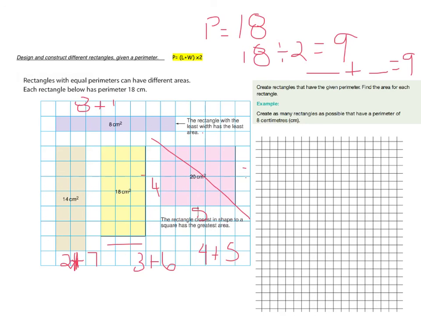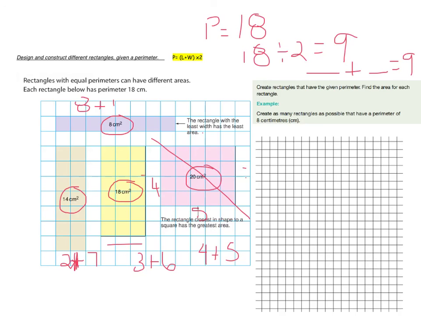Now, they all have a different area. Okay, so if we look, 8 times 1 has an area of 8 centimeters squared. 2 and 7, 2 times 7 is 14 centimeters squared. 3 and 6, 3 times 6 is 18 centimeters squared. And 4 and 5 is 20 centimeters squared.